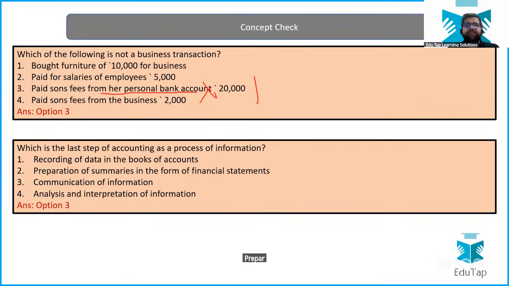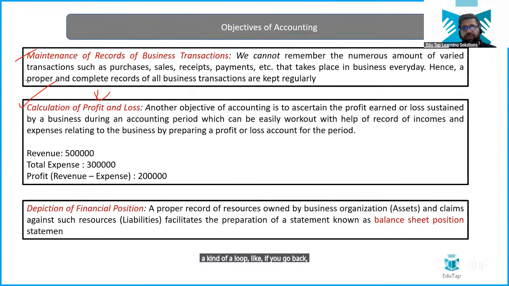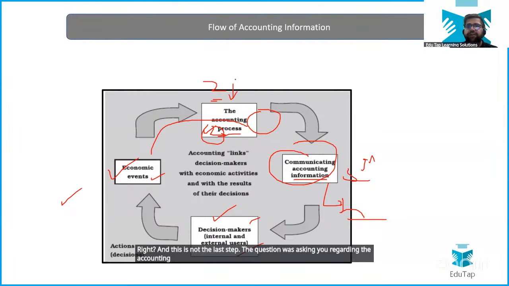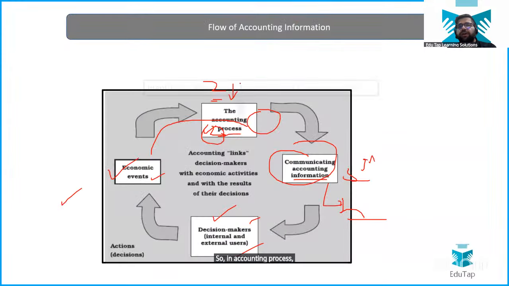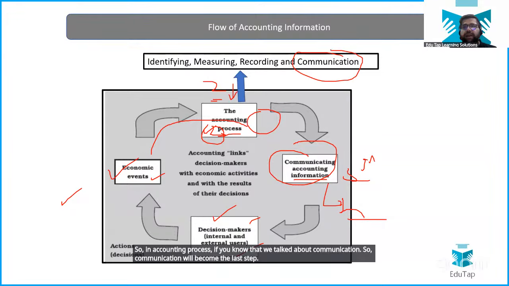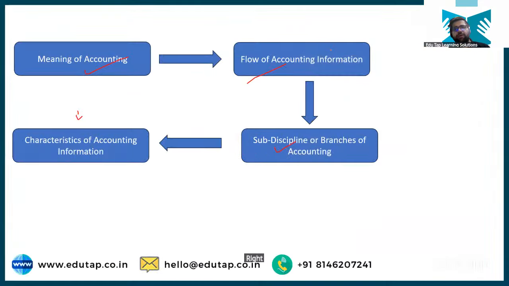Moving forward, why not preparation and summaries? I have told you, my friend, this is a kind of a loop. If you go back to that particular image, we provide the summaries over here, and this is not the last step. The question was asking about the accounting process, so in the accounting process, communication will become the last step. Clear now?